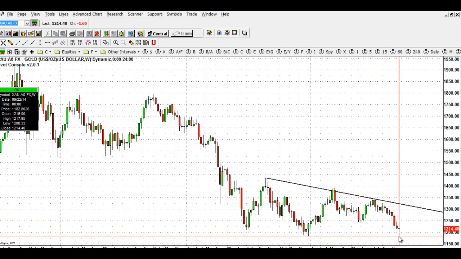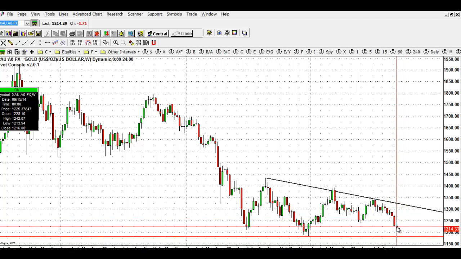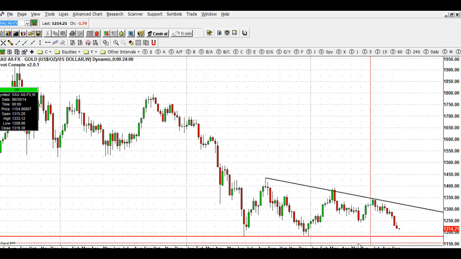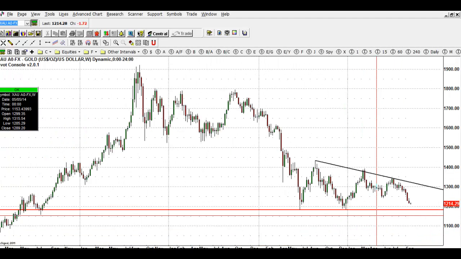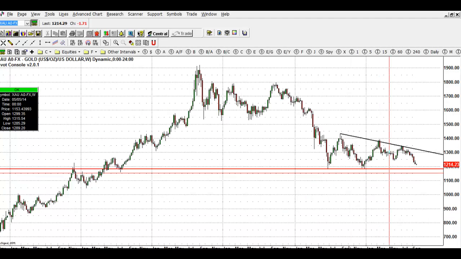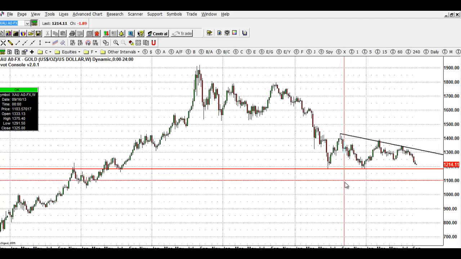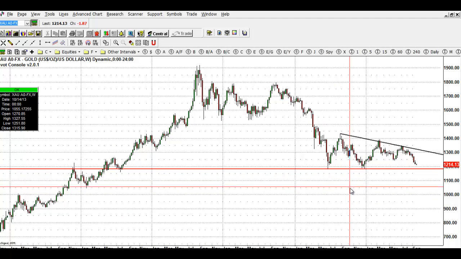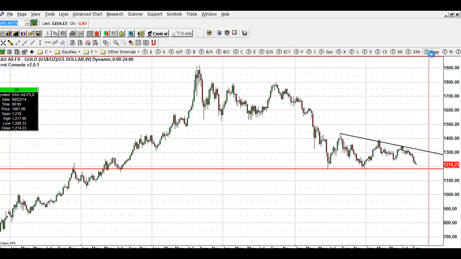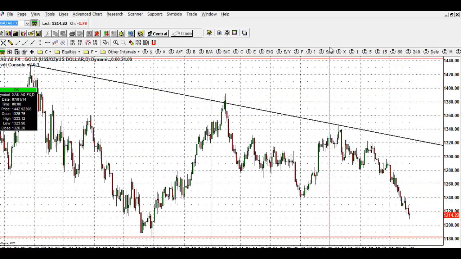If the market does close below that, we will look to see if the market then confirms a breakout with further losses. If that does happen, you could see a pretty significant decline in gold down to the 1100 or even the 1000 level. So we'll keep an eye on the gold market.